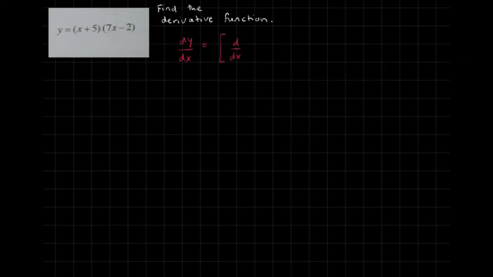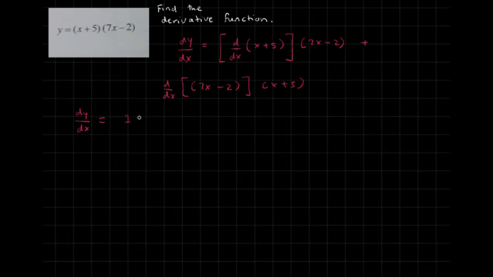derivative of the left hand factor. So the derivative of (x + 5) times (7x - 2), plus the derivative of the right hand factor, (7x - 2) times (x + 5). I'm going to simplify this. So dy/dx is equal to the derivative of x + 5, which is 1, times the rightward factor (7x - 2), plus the derivative of 7x - 2, which is 7, times (x + 5).